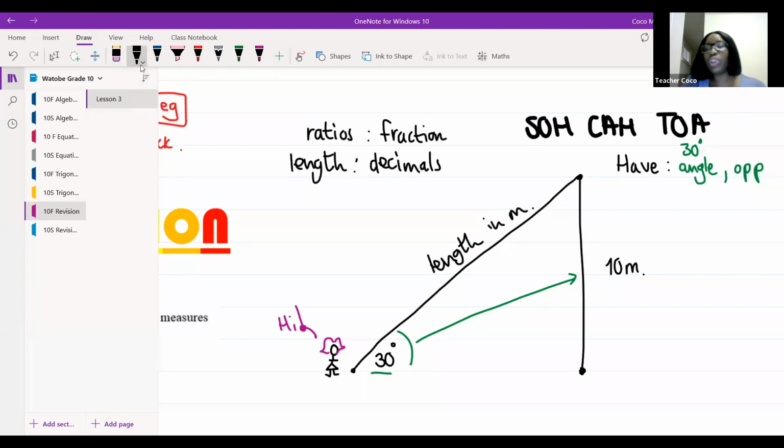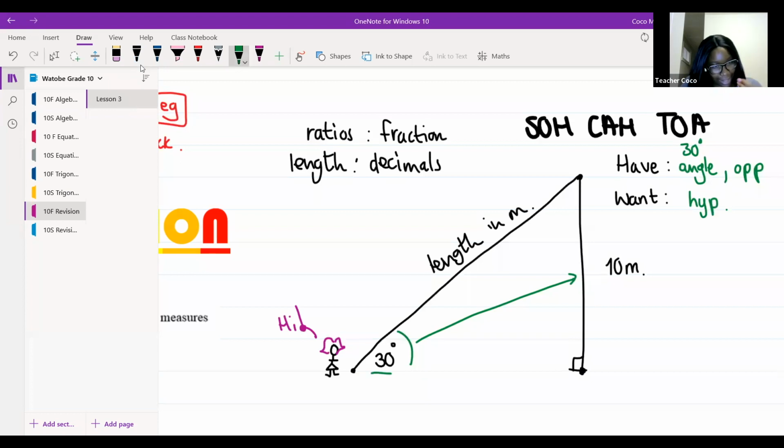Now, what do I want in relation to my angle? What are we actually looking for? I need to add just a tiny little 90-degree angle over there. That's it, Nkandla. What are we looking for, guys? What do I want? I want my hypotenuse. Good. I want my hypotenuse.